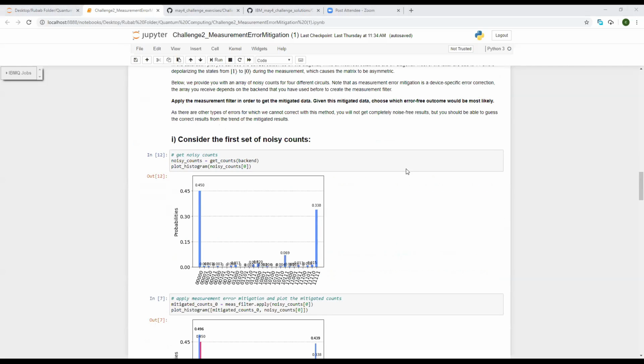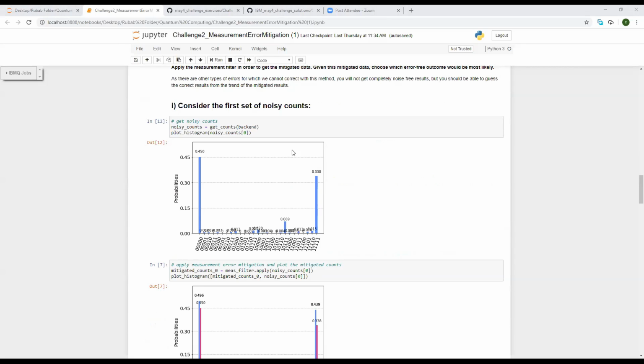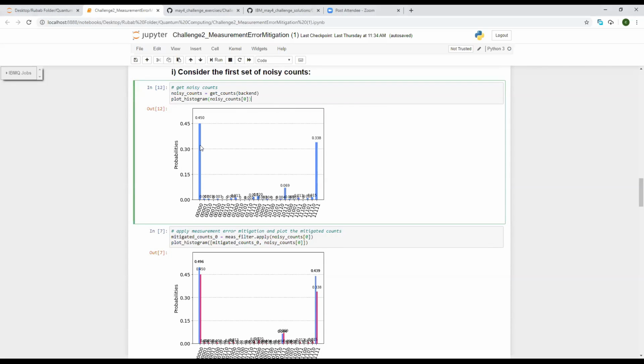All right, so we are given the first exercise. We have to run this cell and we get this histogram. Here we see the output. This is a noisy output, where the probabilities are on the y-axis. It's a 0.5 probability at 000. So the desired probability at 000 is 0.45, right? And at 111, it's 0.338. And there are errors. Now let's see what happens after mitigation.